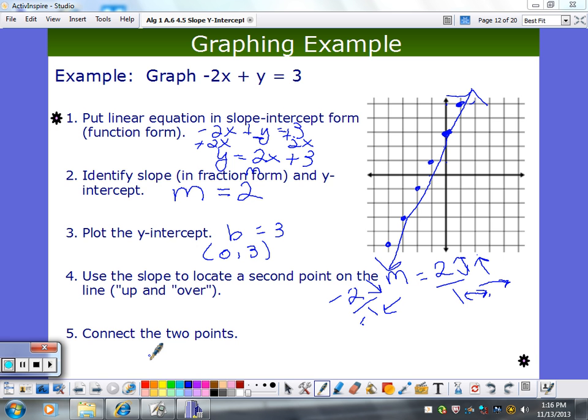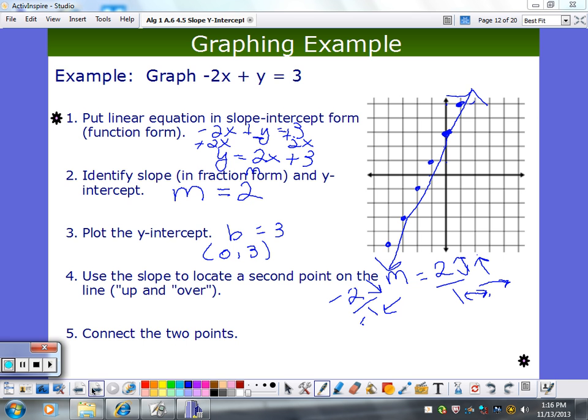Right. So let's just review what we just did here. You take the equation, you solve it for y. You put it in y equals mx plus b form. M is the slope, b is the y-intercept. You graph the y-intercept, and then you look at the slope ratio, and then you make that vertical change and horizontal change to find the next point. And you can repeat that as much as you need to.